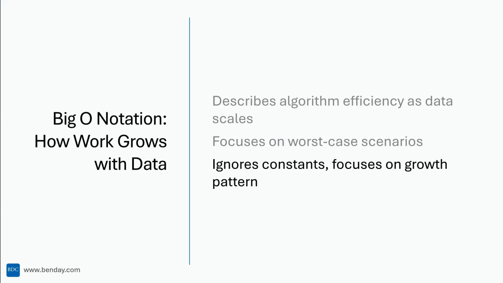Big O doesn't care if one algorithm takes 2 milliseconds and another takes 4 milliseconds for small data. It cares whether one takes 2 seconds and the other takes 2 hours when the data is huge. It's about the shape of the curve, not the starting point.